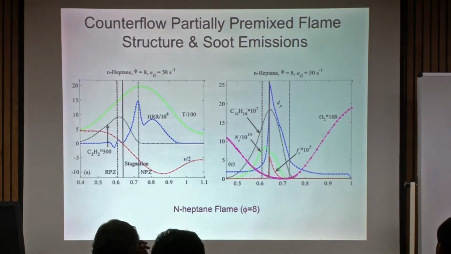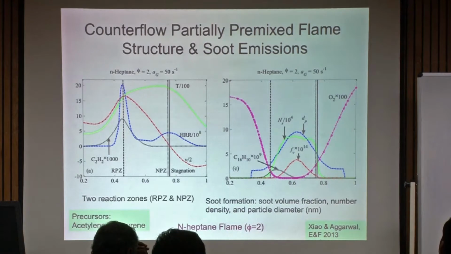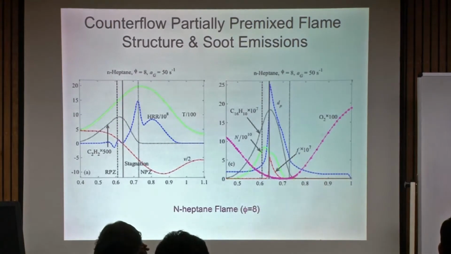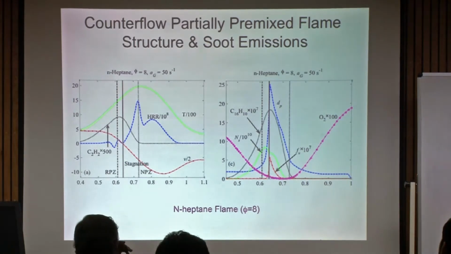There is a similar result when you increase the equivalence ratio to 8, but now a lot more soot is formed. If you just look at the soot volume fraction, it is actually very small, 10 to the power minus 14. When you go to equivalence ratio 8, what is the value? It's 10 to the power minus 7. So it increases by a factor of 10 to the power 6. So this will be a much more sooting flame.